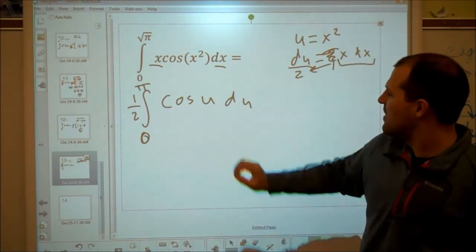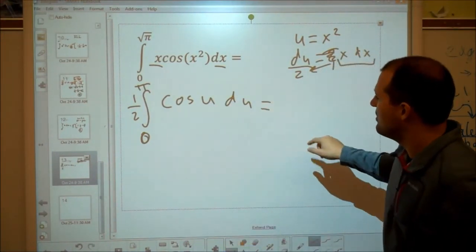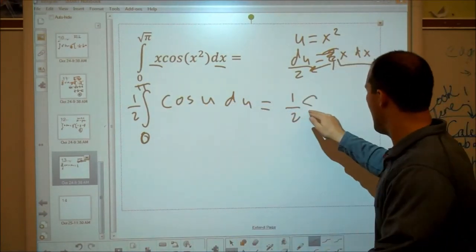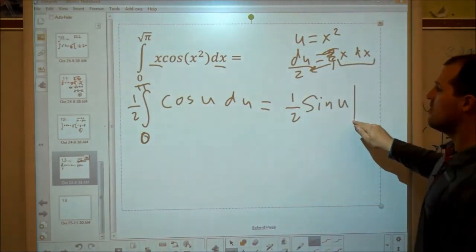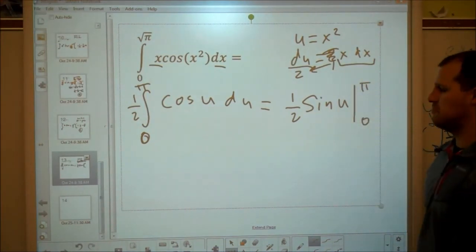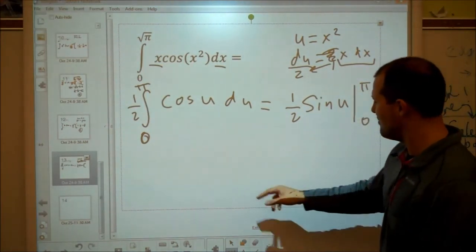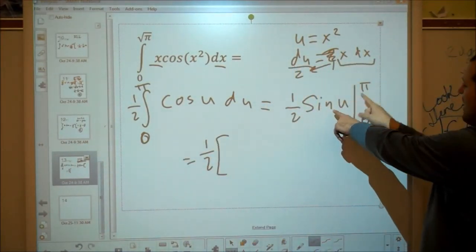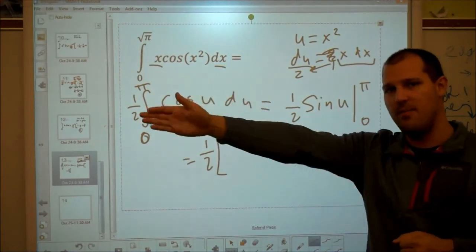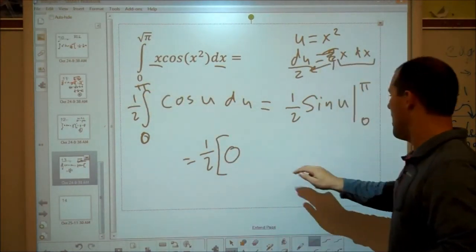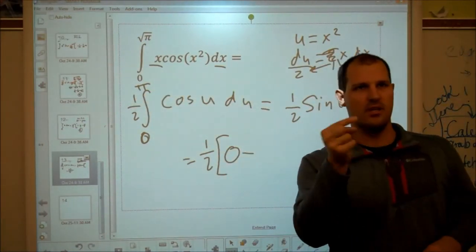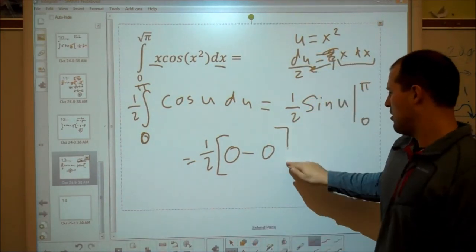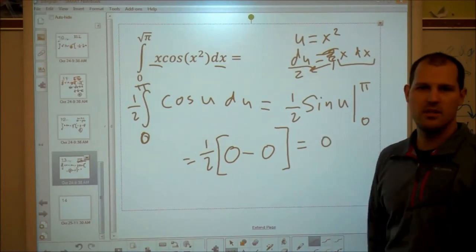Okay, so now I can integrate this. And so I get 1/2 cosine turns into sine, so half of sine of u with bounds 0 to pi. No big deal. Okay, let's do this. So I get 1/2 of sine of pi. Okay, what is sine of pi? Pi is over there, so that's 0. Minus sine of 0. Okay, 0 is over there. Sine of 0 is 0. Half of 0 minus 0 equals 0.